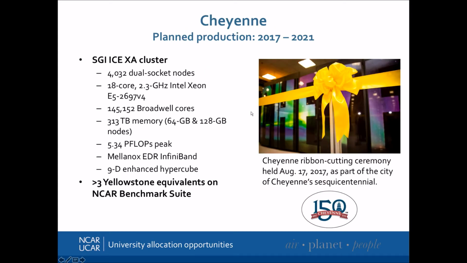First, let's talk about Cheyenne. That's our primary HPC production resource. It's going to be in production through 2021. It's an SGI ICE-XA cluster with 4,032 nodes. Long story short, it has about twice as many cores as Yellowstone did, meaning it's considerably more capacity available for university requests, as well as performing better on a core-for-core basis. So in effect, you've got almost 3 Yellowstone equivalents according to our NCAR benchmarks.